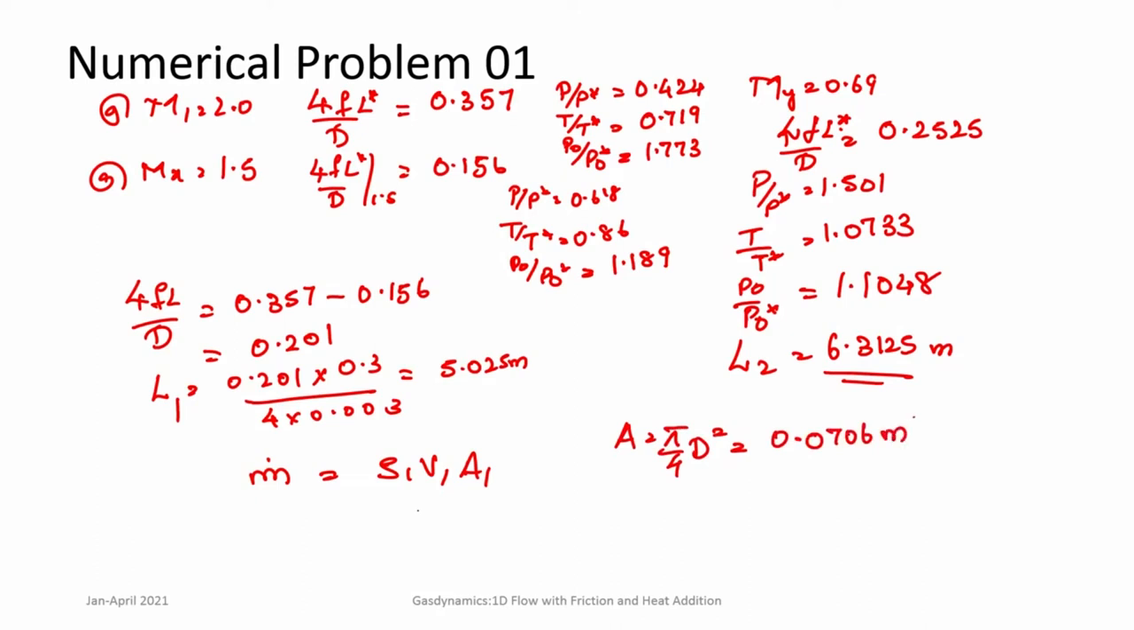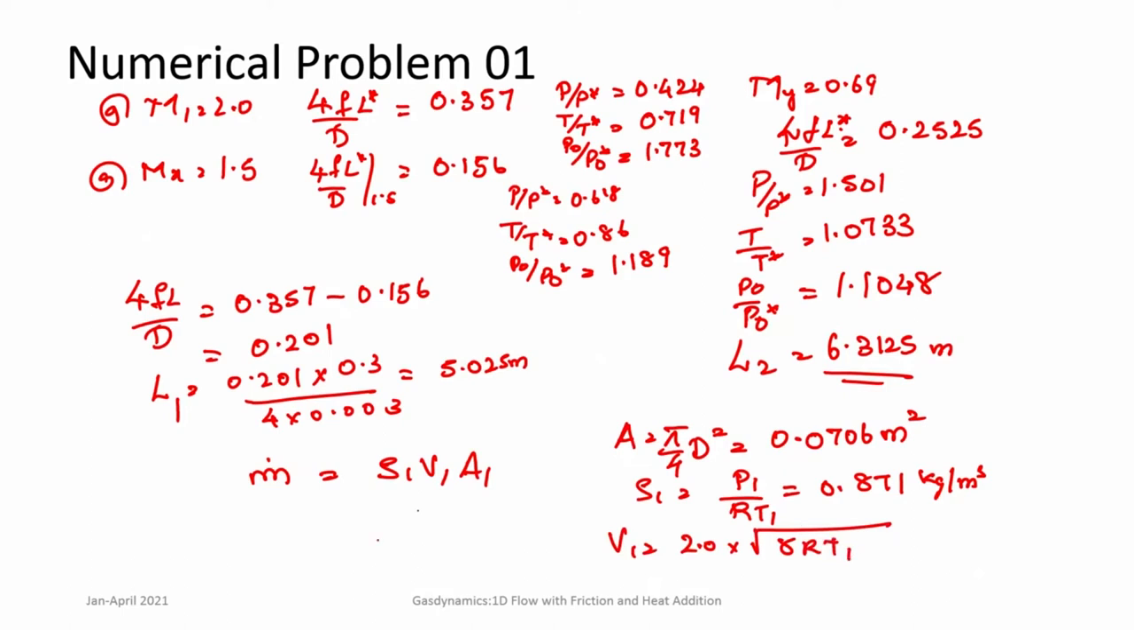0.0706 meter square. Density rho 1, P1 and T1 are given. So you can find out rho 1 is P1 by RT1, that is 0.871 kilogram per meter cube. And what about V1? Mach number is given, 2.0, multiplied by square root of gamma RT1. T1 is 400 Kelvin. So substitute all of them here, and m dot turns out to be 47.515 kilogram per second.